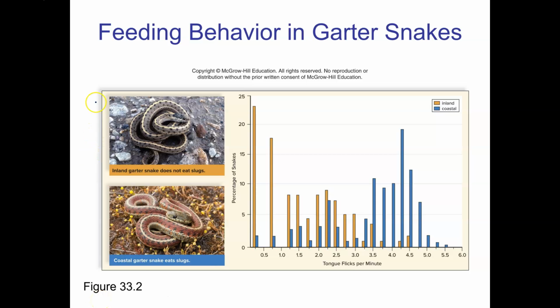So here you have the inland snakes that like the fish and frogs, and down here you have coastal snakes that eat slugs. If you look at the inland snakes, they have very few flicks, and so they don't have as many receptors, so they don't taste the slugs. Whereas over here you have many more flicks, and that's associated with the receptors. So the snakes over here that have more flicks were able to taste the slug and were able to enjoy them. And that's the difference. So again, that's genes.